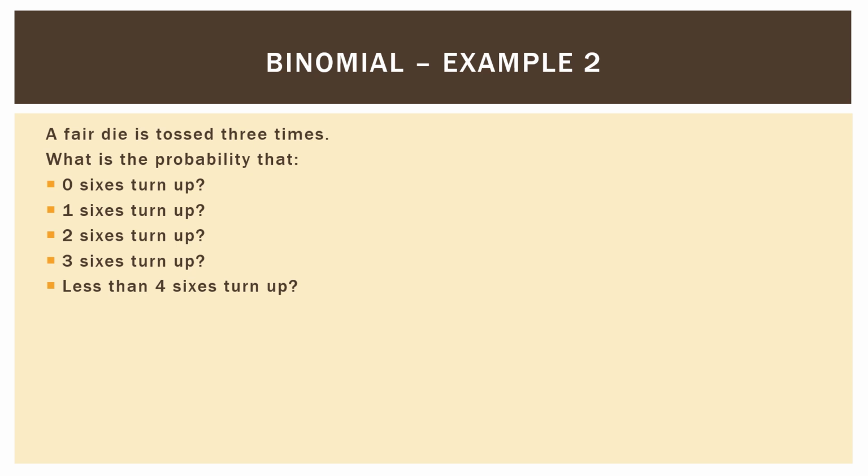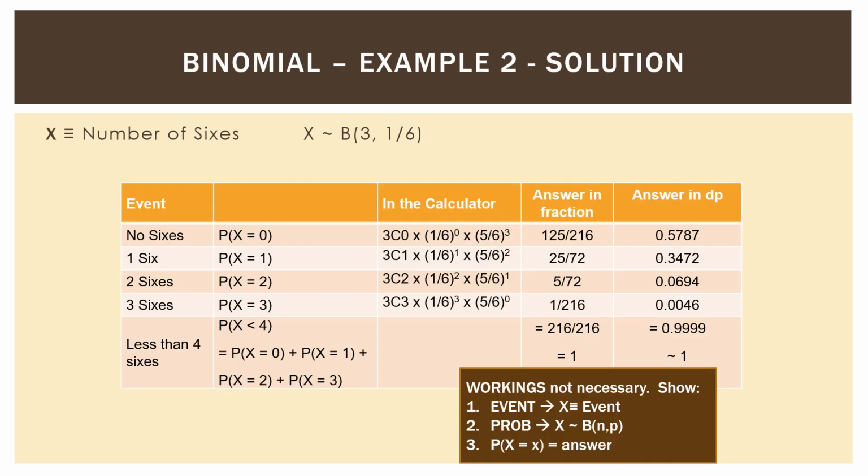Let's look at the next example. A fair die is tossed 3 times, so n is equal to 3. What's the probability that you get a 6? Your event should be the number of 6s, and in your binomial distribution, n is 3 and p is 1 over 6. So you just fill up the table. For no 6s, the probability of X equals 0, you use the formula and plug it in. It's not very difficult. You just have to make sure you write your event, write your distribution, then follow the formula and answer the questions. This shouldn't really be a problem.